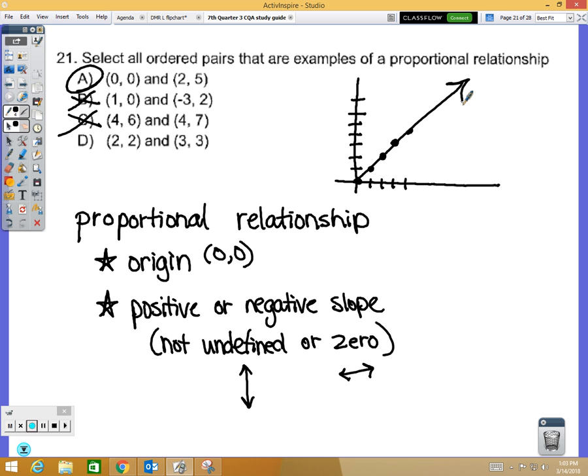So A and D. Again, I think that is the toughest one because it doesn't say to graph it, but that's going to be the easiest thing for you to do. Okay? Yes.